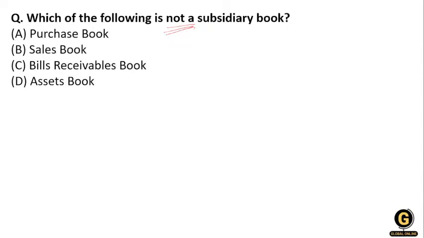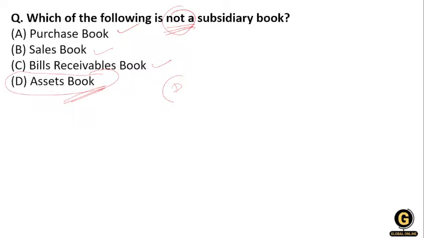Okay, fine. Without wasting my time, I'll just tell you which is not a subsidiary book. Purchase book is a subsidiary book. Sales book is a subsidiary book. Bills receivable is also a subsidiary book, but the asset book is not a subsidiary book. So option D is correct over here.